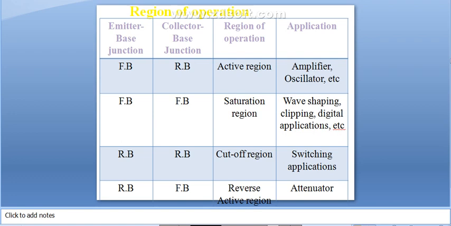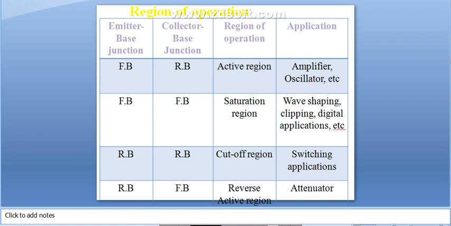The transistor has 3 terminals and 2 junctions, the emitter base junction and the collector base junction. If the emitter base junction is forward biased and the collector base junction is reverse biased, the transistor is operated in the active region. The applications of this region are amplifiers and oscillators.